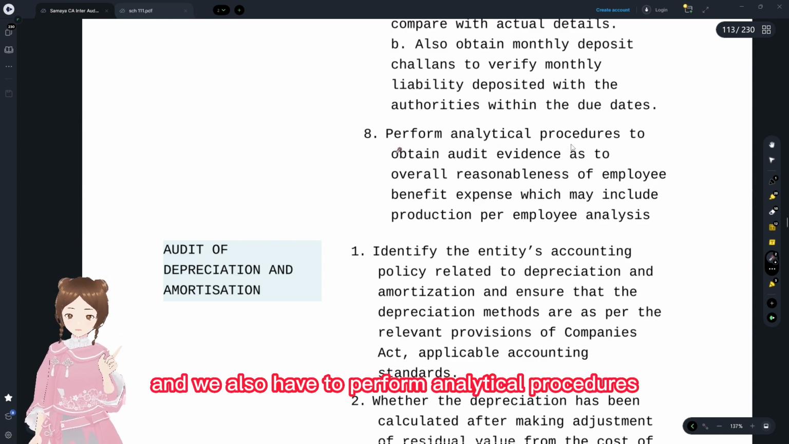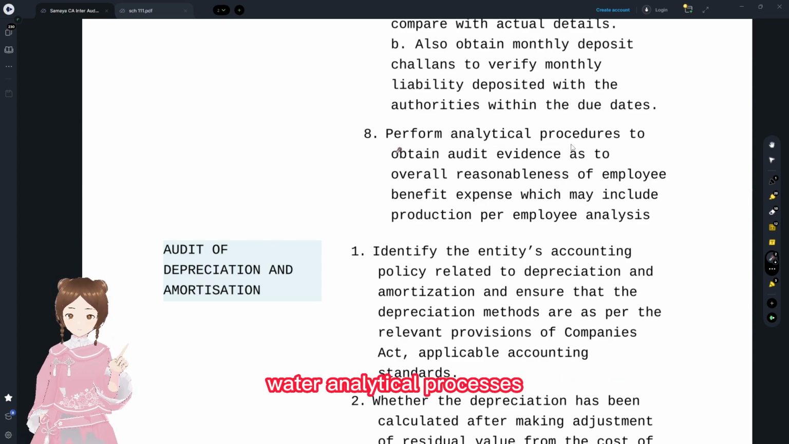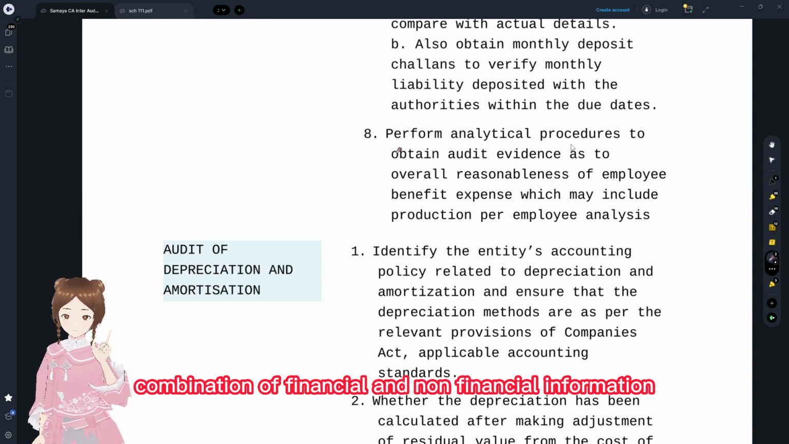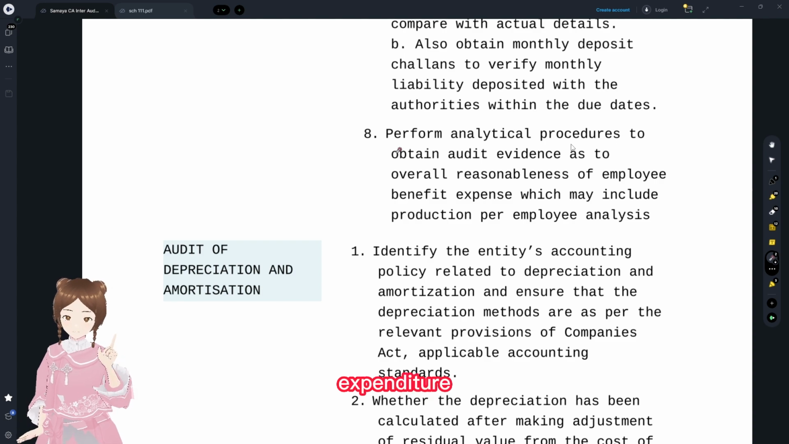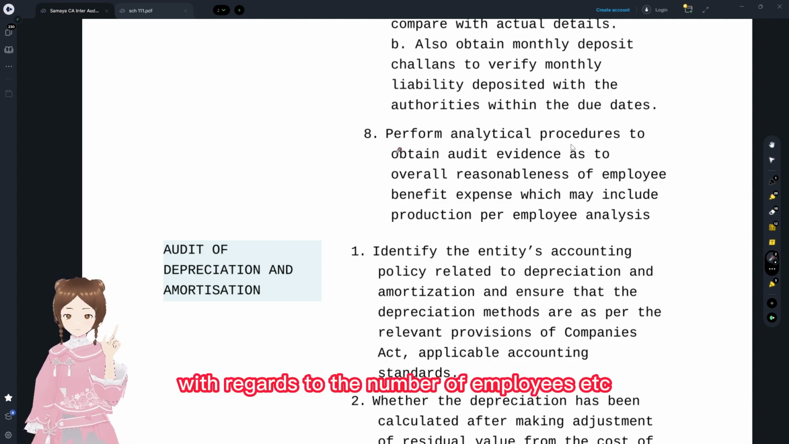And we also have to perform analytical procedures. What are analytical procedures? Comparison of financial and non-financial information, like total payroll expenditure with regards to the number of employees, etc.